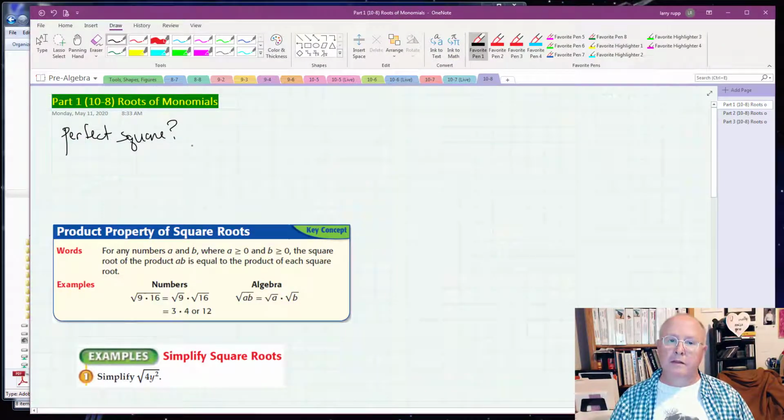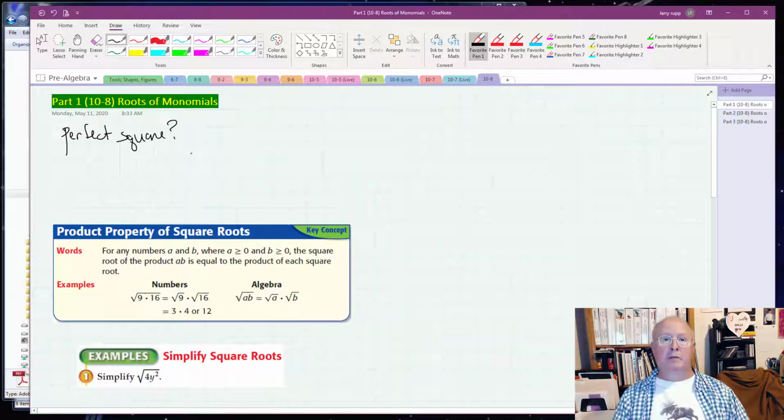Hello, this is Pre-Algebra, section 10-8, and we're studying roots of monomials. Up until now we've talked about multiplying monomials, dividing monomials, and powers of monomials, and now we're going to be talking about the roots of monomials. That's going to involve things like square roots. But before we get to square roots, let's backtrack a little bit.